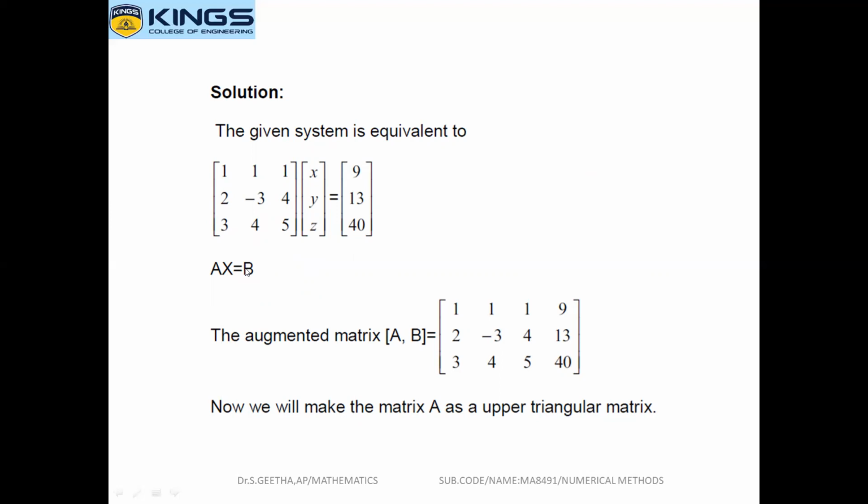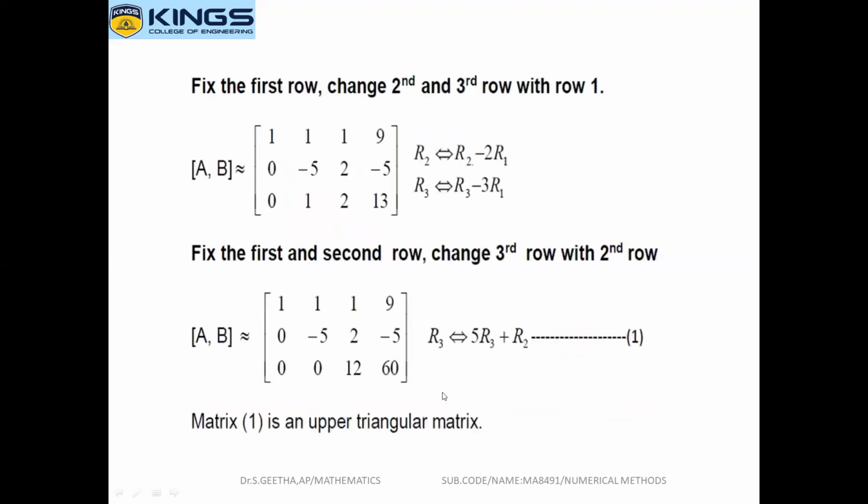Now, we transform this system to an upper triangular matrix. First, we fix the first row. We change the second and third rows. For row 2, we use the elementary transformation R2 minus 2R1. And for R3, we use R3 minus 3R1. These are the elementary transformations.